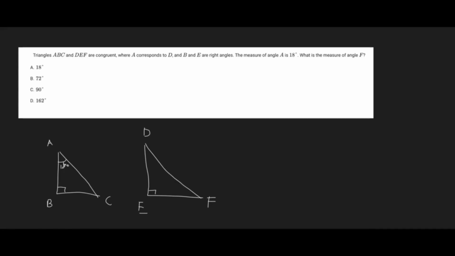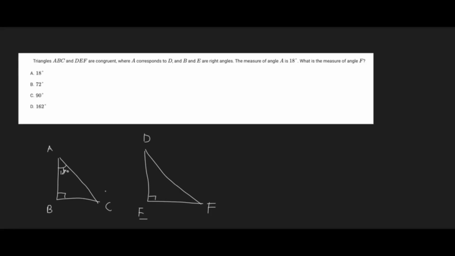Alright, so here's the thing, right? We know that right angles are 90 degrees. So angle B is going to be 90 degrees. And so they want us to find the measure of angle F, and angle F is in the other triangle. But since we know they're congruent triangles, we know that their corresponding angle is going to be the same, right? Not only are they similar in terms of side lengths, but they're also going to have the same angle measures.